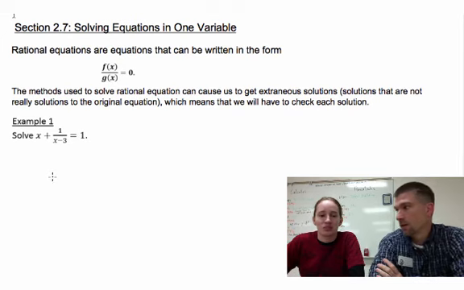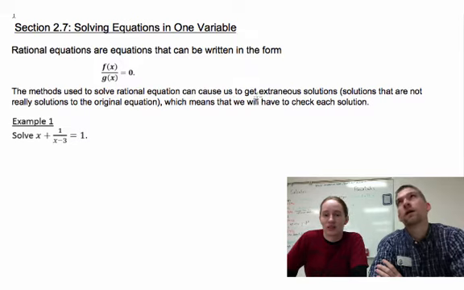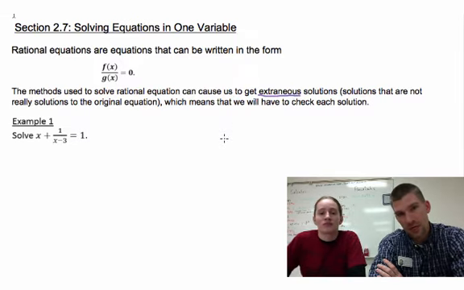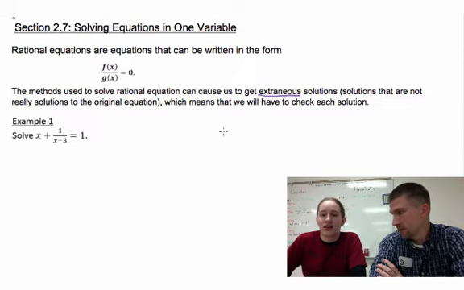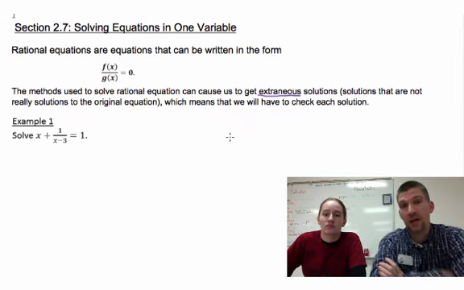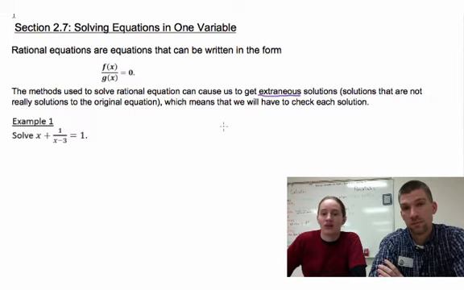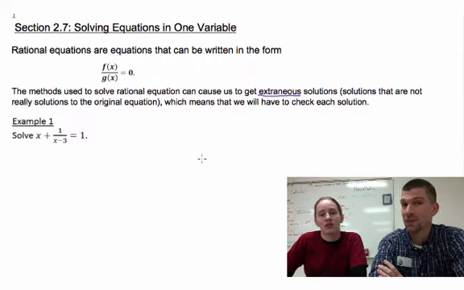But the way we do that ends up, well, not a lot, but some of the time giving us extraneous solutions. This fancy word, extraneous, means extra. Extra solutions, solutions that are not really solutions to what we originally had. You have to check every answer you get when you solve a rational equation, because you don't know if it's really an answer or not. When you check it, you'll either get something that's undefined or you'll get something that isn't.